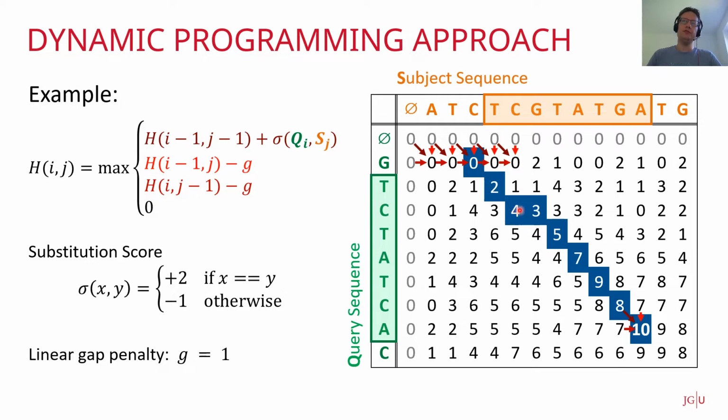So for each cell that we want to compute, we have to know the upper, the left, and the upper left value. After the matrix is fully computed, we determine the optimum alignment path by tracing back the values of the optimum alignment.